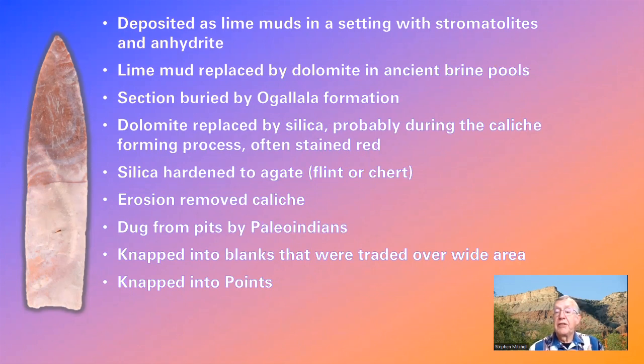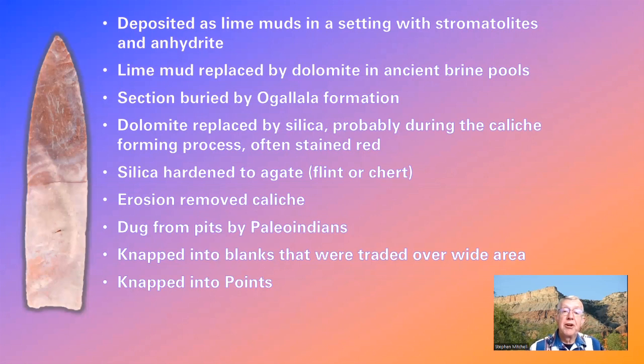When did that take place? This would have taken place during the time when that caliche was developing. You can tell that by the fact that the flints are often associated with the section immediately below some of the caliche. And it's often stained red. It's stained red from iron, which filtered down at that time.